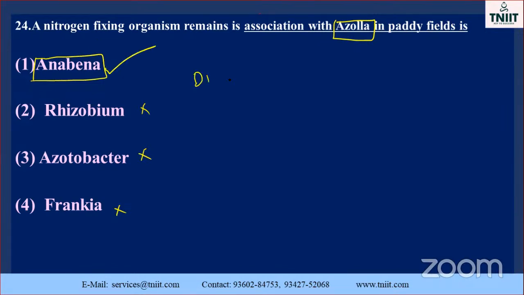This one is the direct question. Paddy field, this is very, very important. Azolla in paddy field is associated with Anabaena, blue-green algae, cyanobacteria. Okay, this one is very, very important, my dear students. Go to the next one.